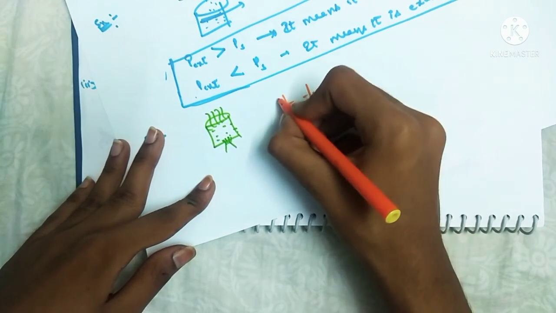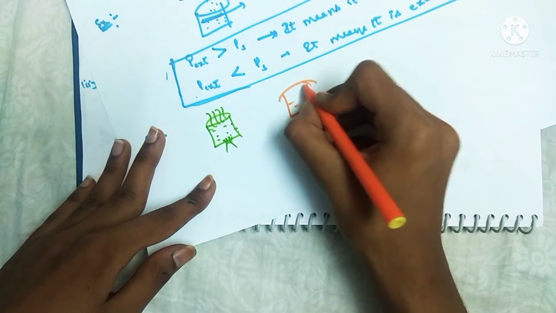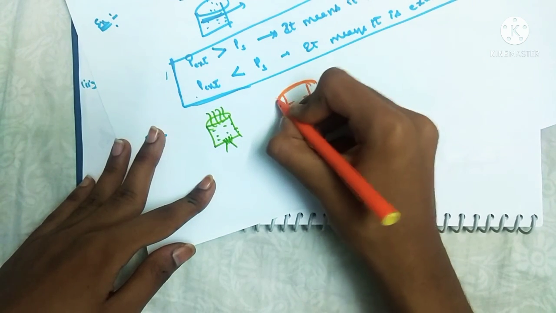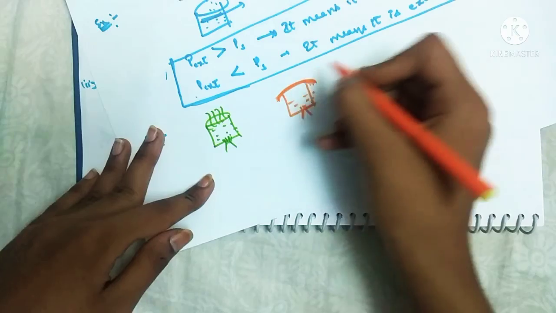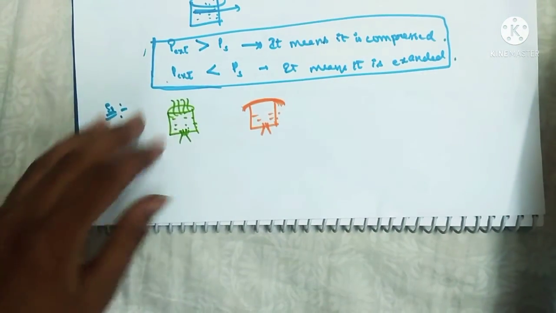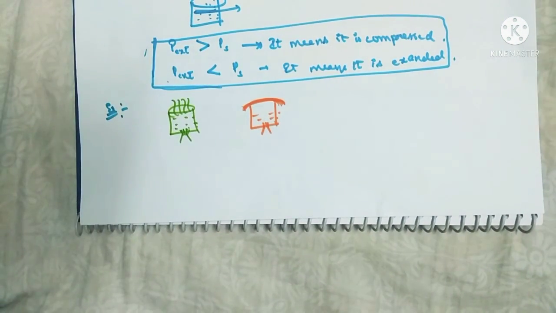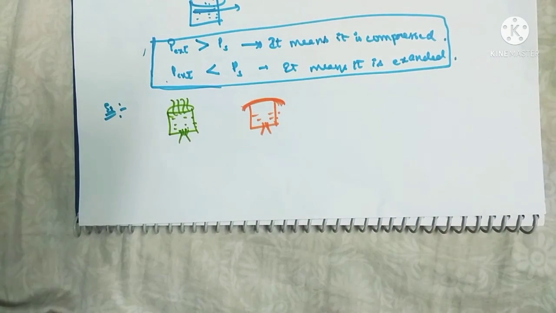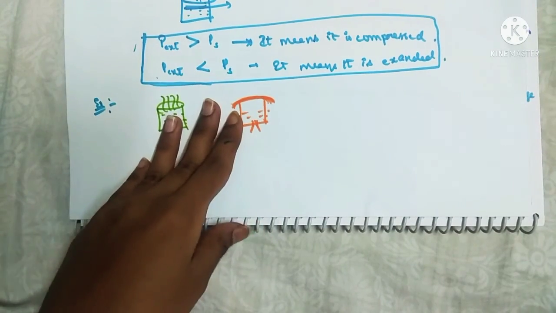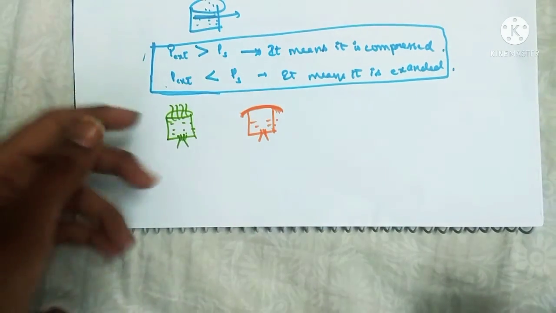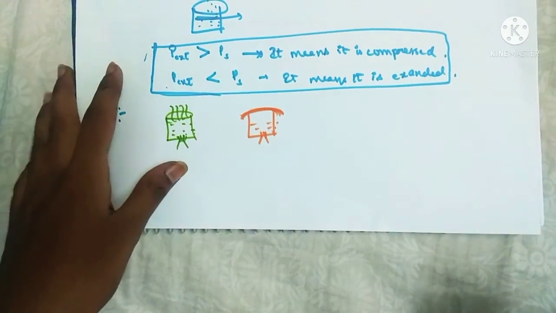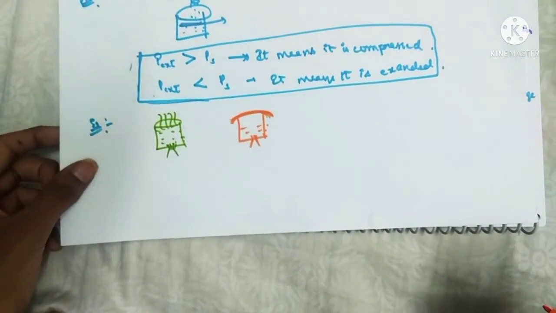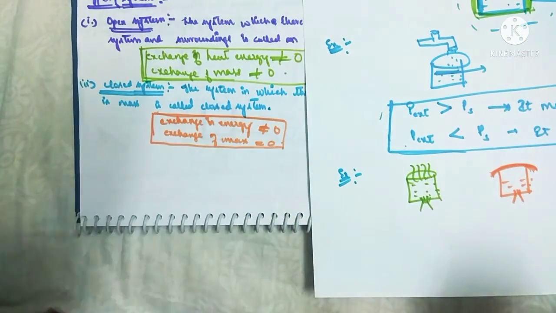So if we take one example, we will take one beaker containing water and heat it for some while, but we'll close it with a cap, or with any utensil. Then if it is heated with a lid closed on it, the energy transfers from system to surroundings, but the mass remains the same because the vapor will not go outside the system. So this is one example of closed system.